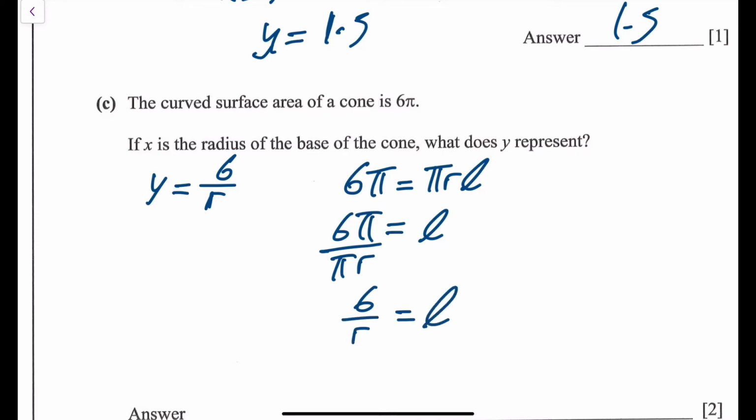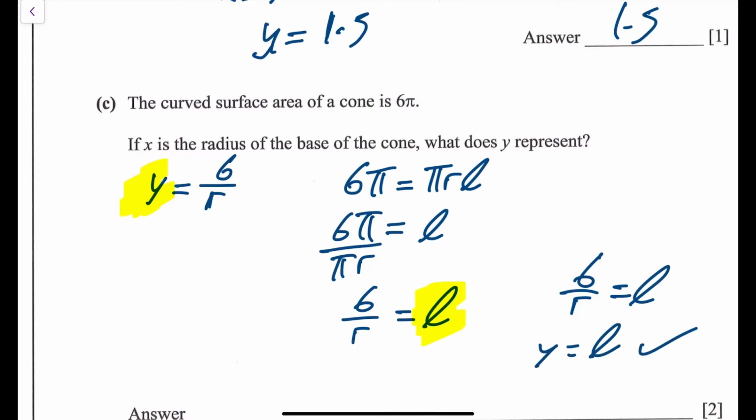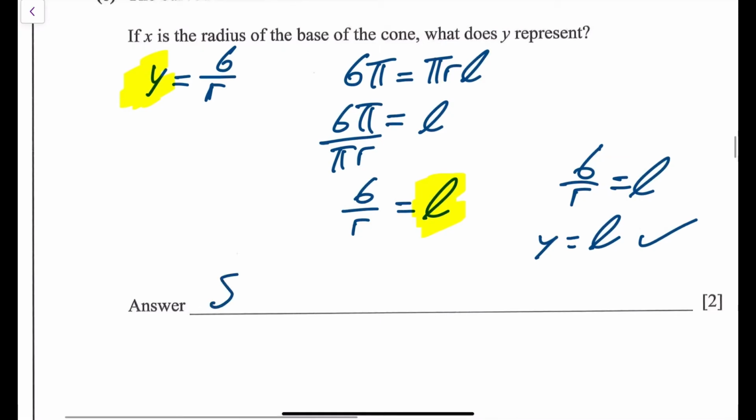You can't highlight in your exam, but you've got L is equal to 6 over r. So that means your 6 over r is equal to L, therefore your y is equal to L as well. So y represents the slant height.